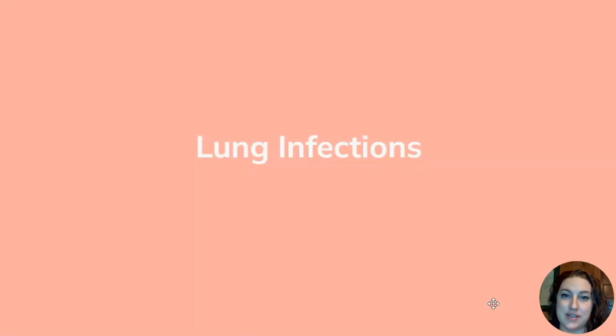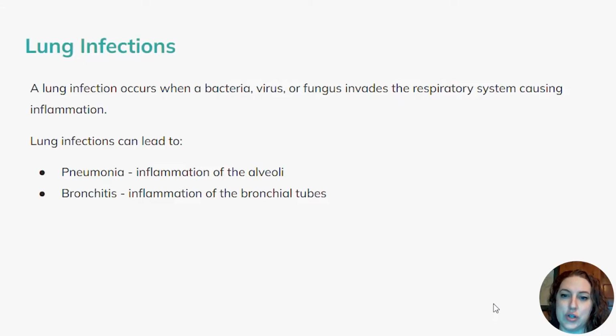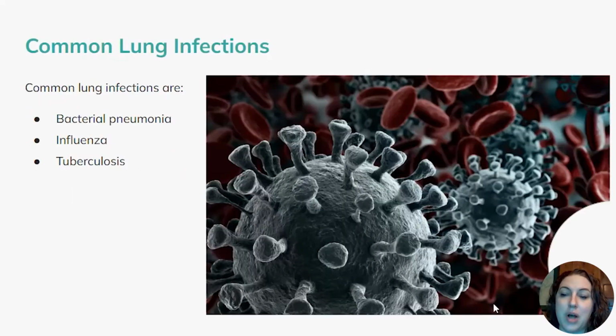Lung infections. A lung infection occurs when a bacteria, virus, or fungus invades the respiratory system, causing inflammation. Lung infections can lead to pneumonia, or an inflammation of the alveoli, or bronchitis, an inflammation of the bronchial tubes. Some common lung infections are bacterial pneumonia, influenza, and tuberculosis.